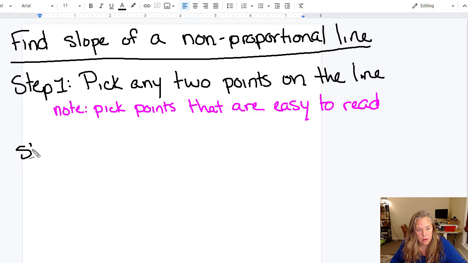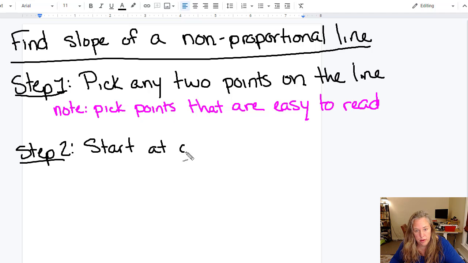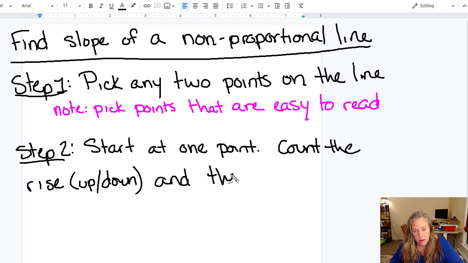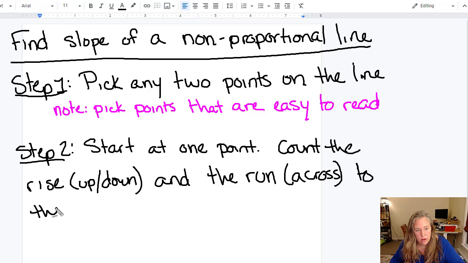Step 2. Start at 1 point. Count the rise, which is up and down, and the run, which is across, to the next point.